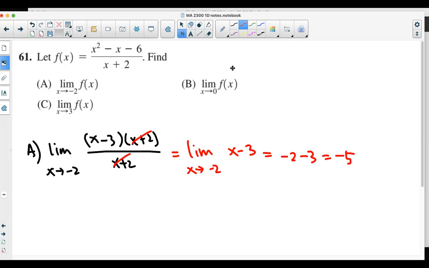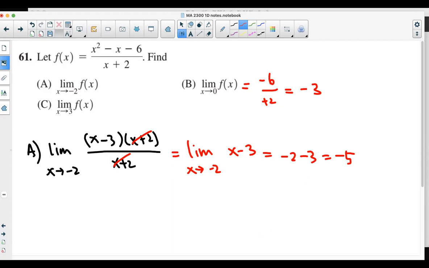Now, but for B, when you plug in 0, it doesn't become 0 over 0. So in case of B, I could actually just plug in 0. Then we get negative 6 on top, and then positive 2 on the bottom, so we get negative 3. But notice that when I factor and then cancel, I can use either the simplified expression or the original expression. I get the same answer.